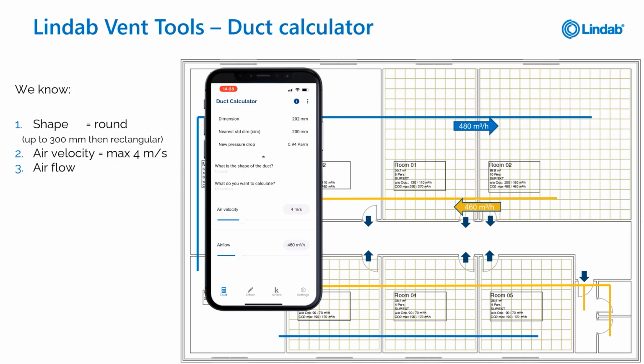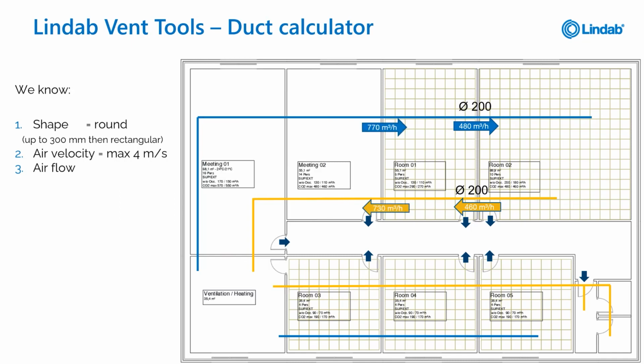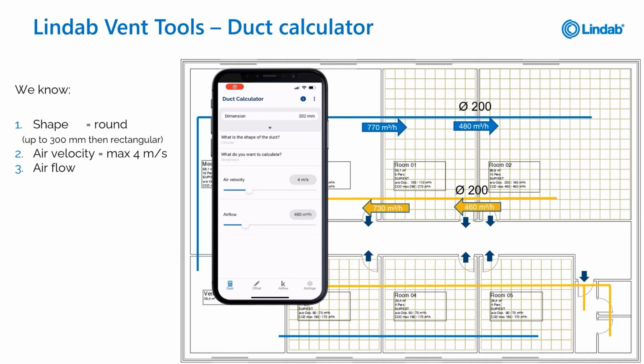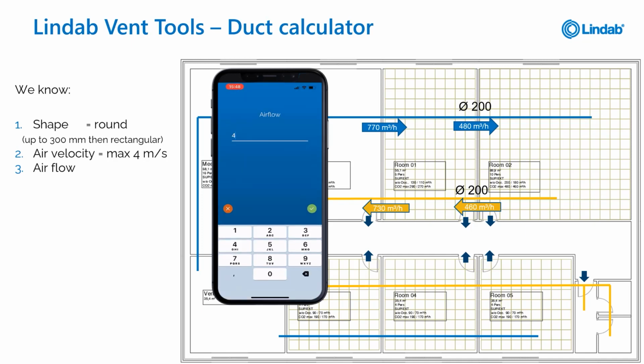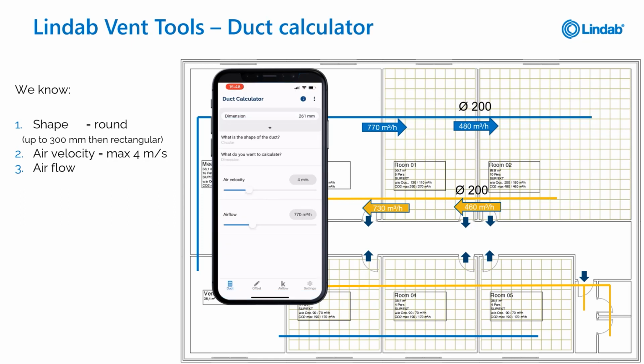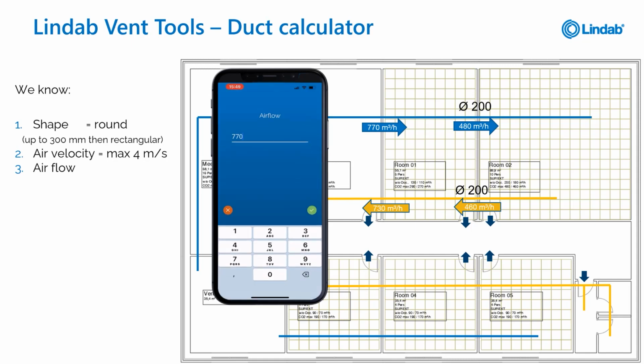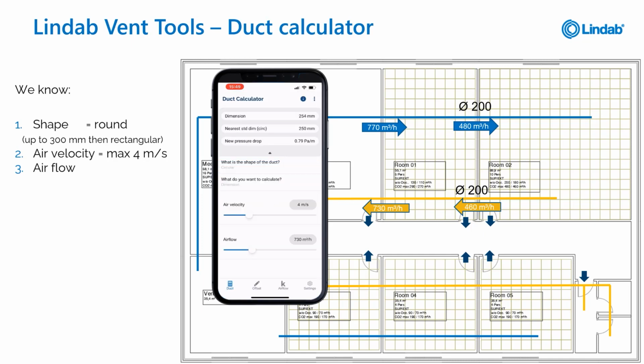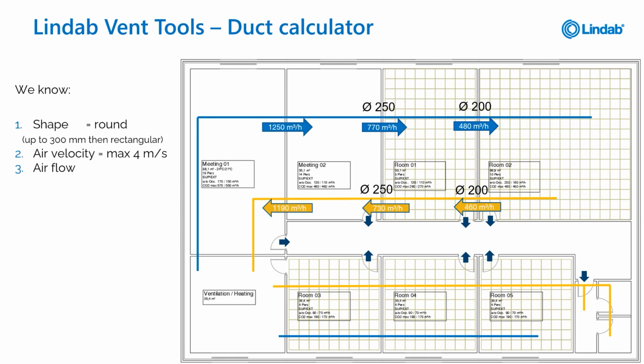Okay, we take the 200 millimeters. If you take the next level, so 770 in this case and 730 in extract, we can do absolutely the same. We select the 770 inside the duct calculator. We get a size of 261, but the nearest standard diameter is 250, which I would select in this case. The same for extract. We take in 730, and the result is a size of 250 as well.